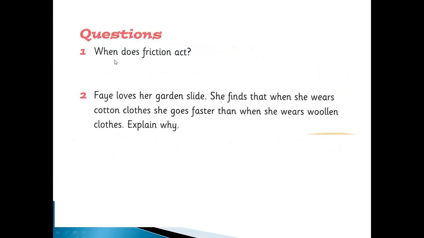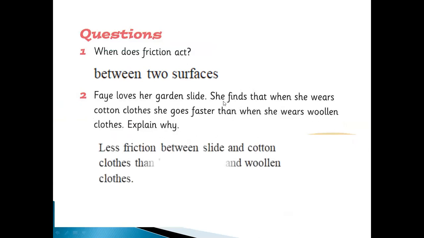Let's solve the questions. When does friction act between two surfaces? Between any two surfaces, friction acts. Next, Iris loves her garden slide. She finds that when she wears cotton clothes, she goes faster than when she wears woolen clothes. Explain why. Obviously, there is less friction between the slide and cotton clothes, so she can move faster. But when she wears woolen clothes, she cannot move faster because there is more friction.